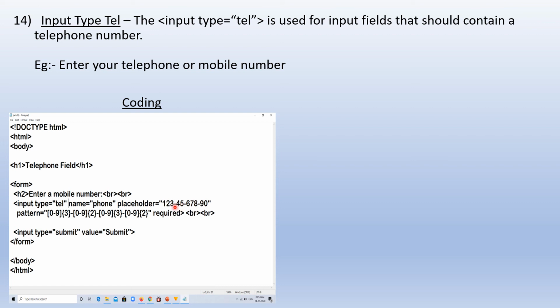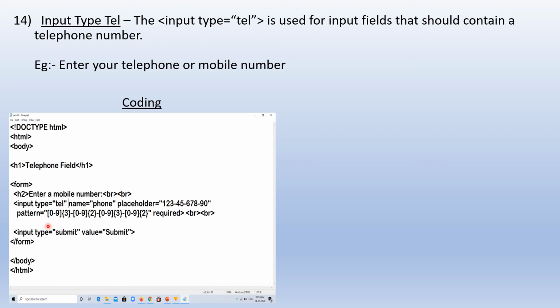But this placeholder depends upon the pattern. So if the pattern is like that, then you have to write the same thing in the placeholder, because whatever you write in the placeholder can be seen in the output, but you cannot see the pattern. That's how you will come to know which pattern you have to follow. So for that purpose, you are going to use the placeholder.